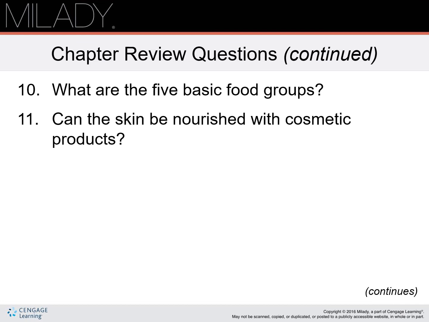Can the skin be nourished with cosmetic products? The skin cannot be nourished with cosmetic products. Nourishment comes from what we put in our body, the food we eat and the water we drink. Cosmetics cannot legally claim to be nourishing since their function is to soften, moisturize, and beautify the skin.